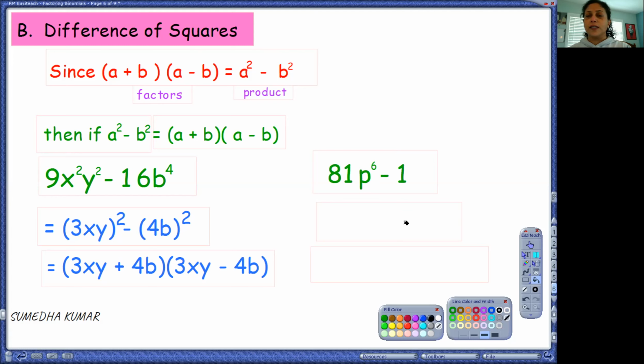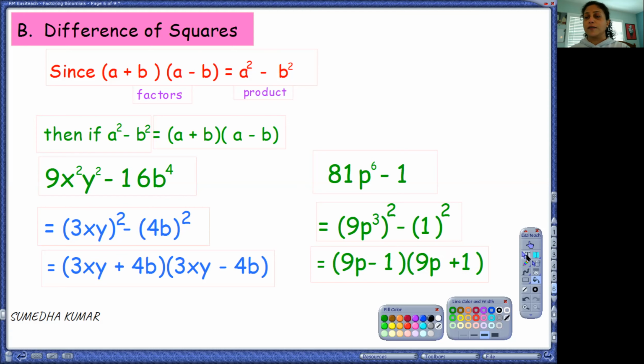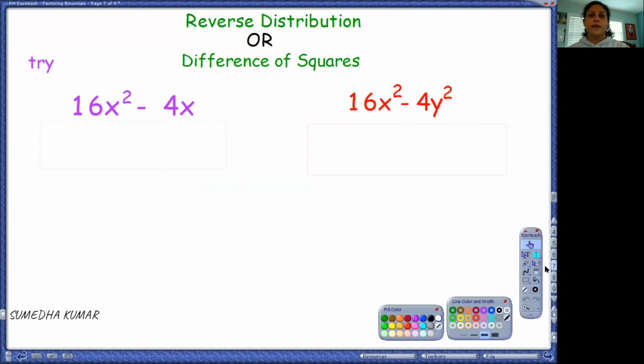Here again, 81 is a perfect square, 1 is a perfect square, and p to the 6th is also a perfect square. And so the answers are, and this really should have been 3 and 3 over here. I think I forgot to put it down here. So these are p to the 3rd and p to the 3rd. Moving on. Let's see if you can try these. Pause the video and see if you can get the correct answers.